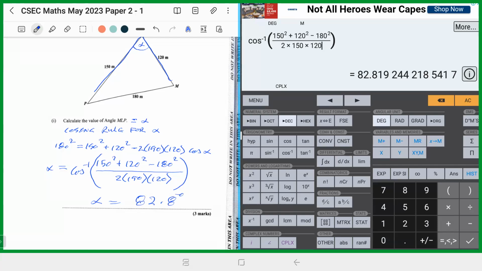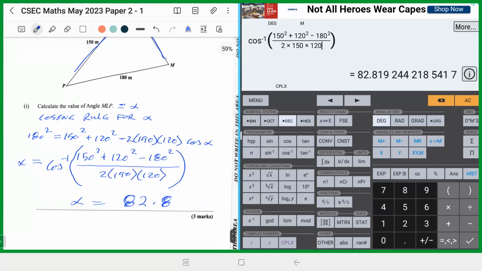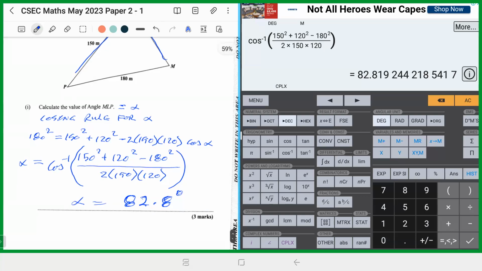82.8 degrees is the angle there. You might ask me, why don't I put 83? When you're given an answer in degrees that is not exact, and the question did not tell you how accurately you must give your answer, you give it to 1 decimal place in degrees. When it's degrees, it's 1 decimal place, or 3 significant figures. So this one satisfies both conditions. It's 3 significant figures, but also because it is an angle in degrees, I'm giving it to 1 decimal place. So that is my answer, 82.8 degrees.